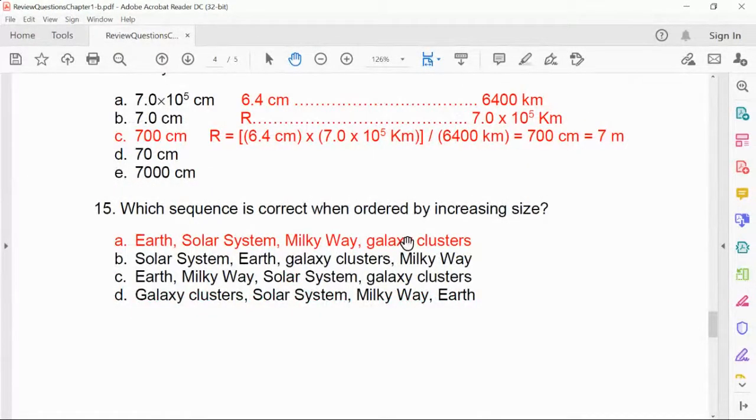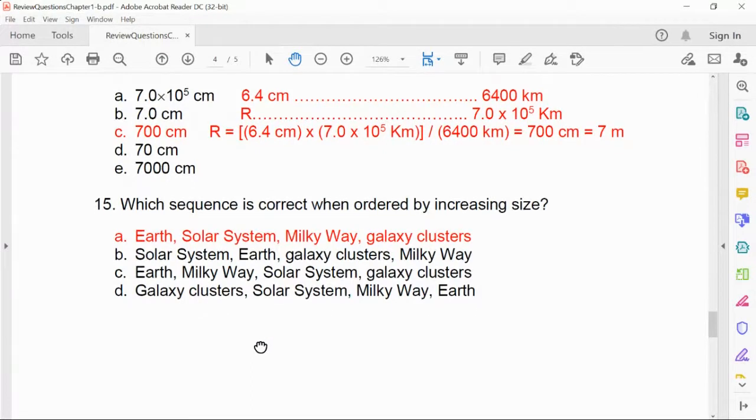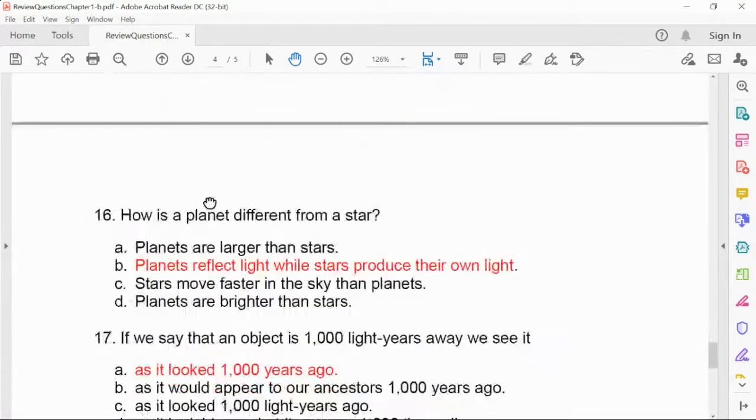Which sequence is correct when ordered by increasing size? Earth, solar system, Milky Way, and galaxy clusters. The others basically are not going to fit this.